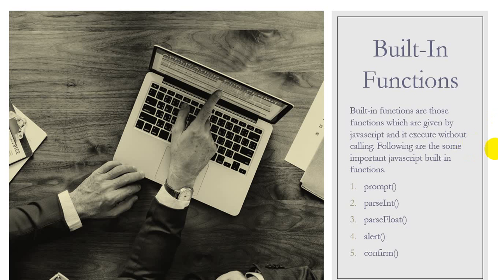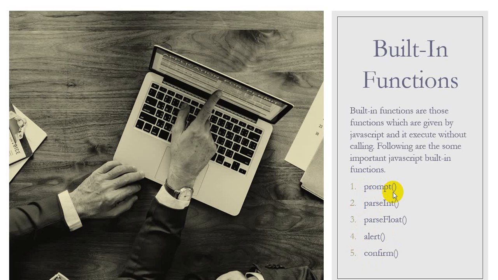Then parseInt and parseFloat are conversion functions which are used to convert into a number and into a decimal number. Then alert, we have seen, will display an alert box. Then confirm will display a confirm box. We will see these later, but our focus will be on prompt.